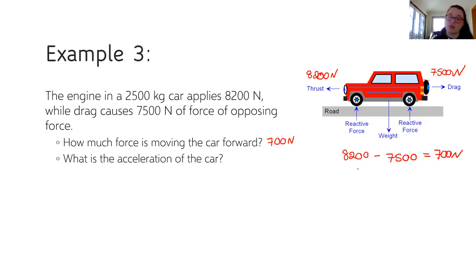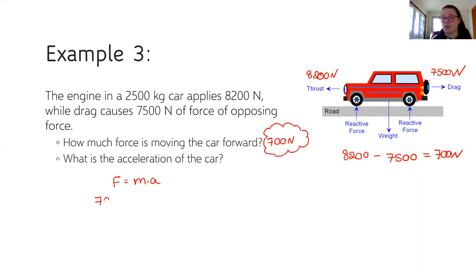What's the acceleration of the car? Well, acceleration is easy to find. We use our formula: force equals mass times acceleration. Now, we have to be careful. You can only use the force that's moving the car forward. So not all of the thrust is moving the car forward. Some of that thrust is counteracting drag, but all of this 700 newtons is moving the car forward.